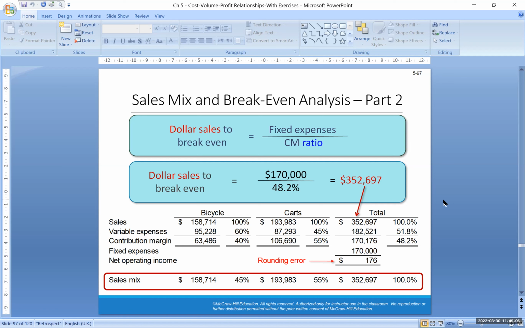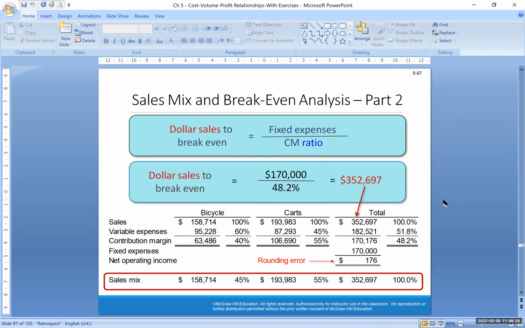Which is the total of variable expenses, okay? 95,228 plus 87,293, 182,521, which represents the 51.8 from the total sales, okay?